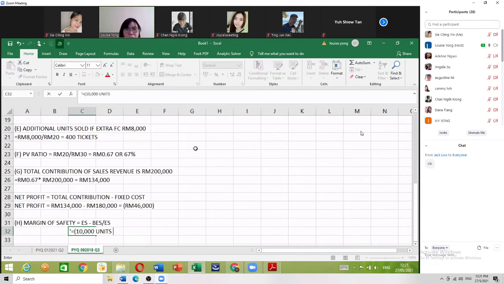Okay, 如果你要 in value 的话, if you want to put in value, 你就直接乘 selling price, $30. This is your expected sales. Okay, so less your break-even sales. So your break-even will be 9,000 units, right? 9,000 units times $30. So 刚才讲270千, $30. Then after that divided by your expected sales.